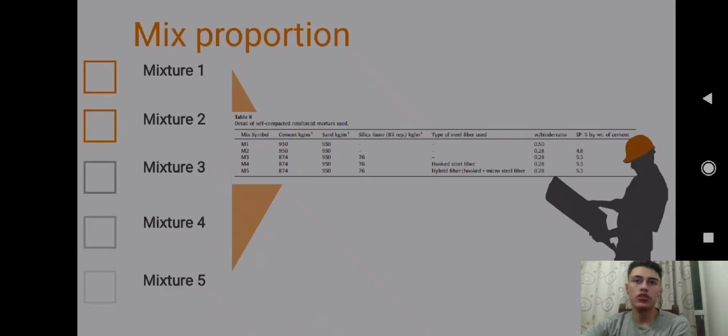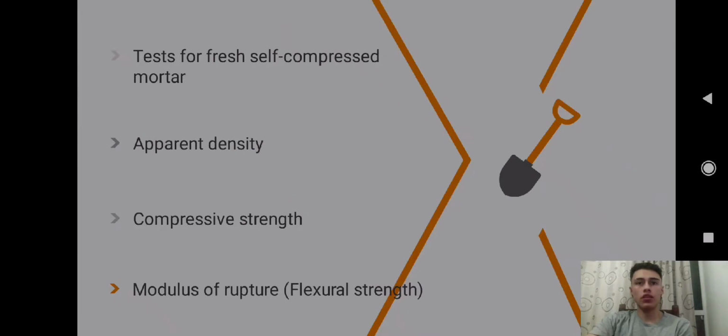Many trial mixtures were prepared to find a suitable self-compacting reinforced mortar that has the right properties in the fresh state. The performance of self-compacted hybrid fiber reinforced cement mortar in a fresh and hardened state and the role of some of its components in it were investigated through the preparation of 5 mixtures. Tests that were used in the research: determination of the flow of the control mixture, test for fresh self-compacting mortar, apparent density, compressive strength, modulus of rupture.